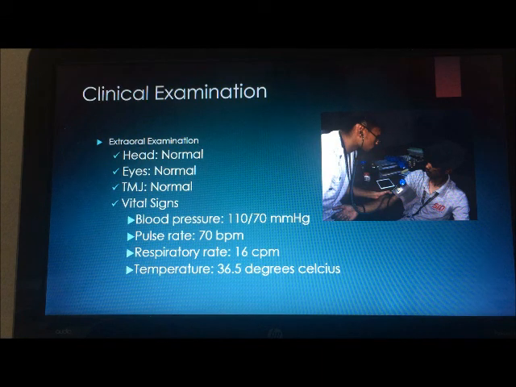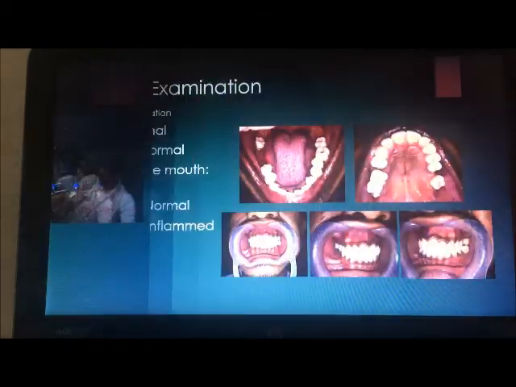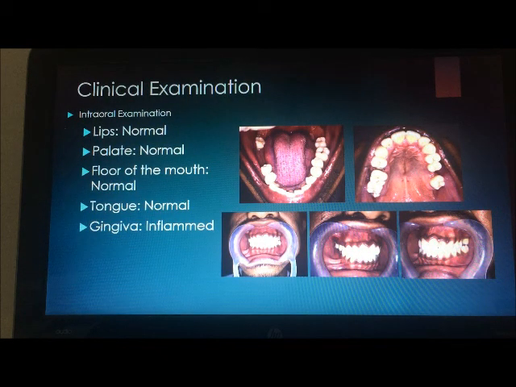Upon clinical examination, extraoral examination, his head shows to be normal, eyes is normal, TMJ is normal, his vital signs, which includes the blood pressure, pulse rate, respiratory rate, and temperature rate, is in normal range. Clinical examination for the intraoral, his lips is normal, palate is normal, floor of the mouth appeared to be normal, tongue is normal, and the gingiva is somehow inflamed.